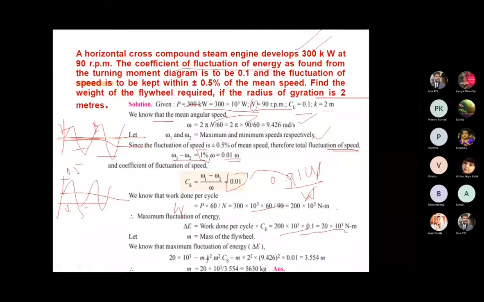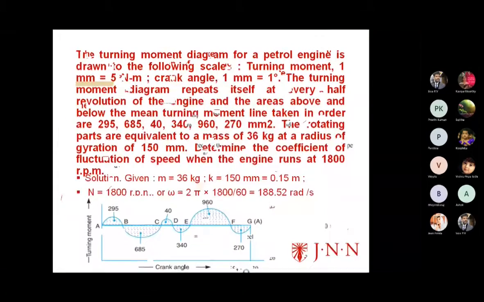And m is the unknown value we are going to find out. The k value is 2 square into omega square, with omega value 9.426, omega whole square, into Cs value 0.01, which is finally 3.554. So m equals 20 into 10 power 3 divided by 3.554, equal to 5630 kilogram. Okay, so this is the mass. From mass we will convert into weight: our mass value into 9.81. So that is the weight.